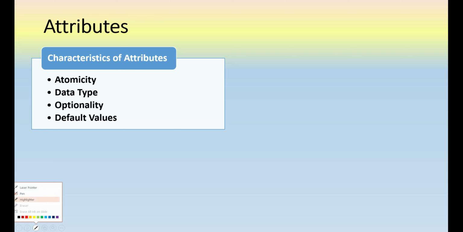And next you have optionality. So optionality is nothing but attributes can be mandatory or optional. So mandatory attributes must have a value for each entity instance, while optional attributes can be null, right? And you have default values. So some attributes may have a default value if no value is provided, right?